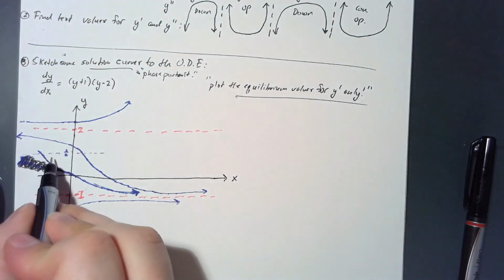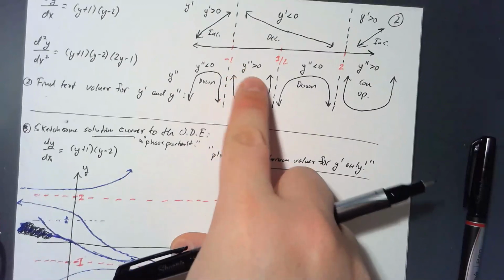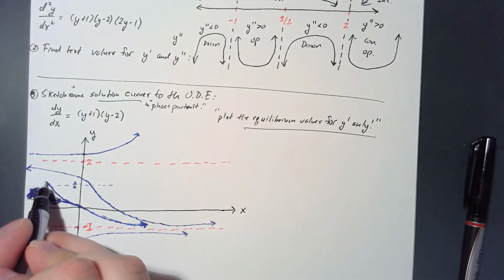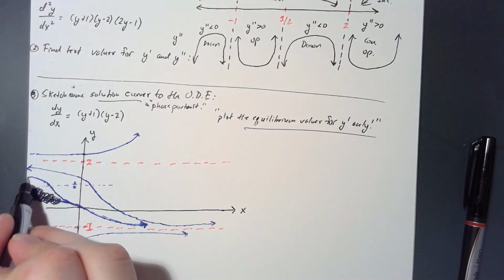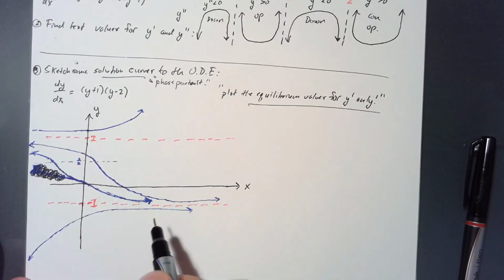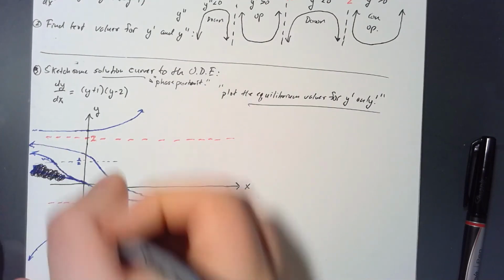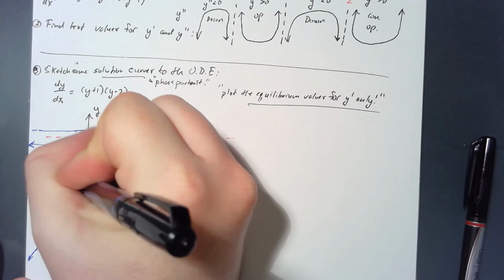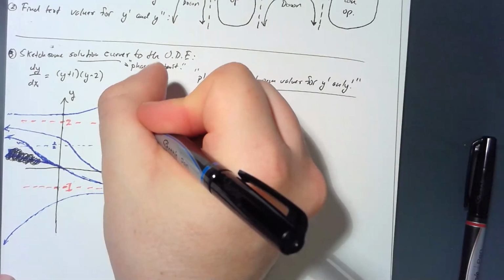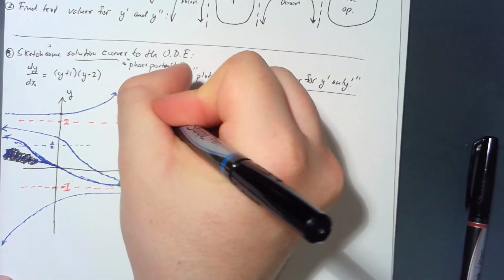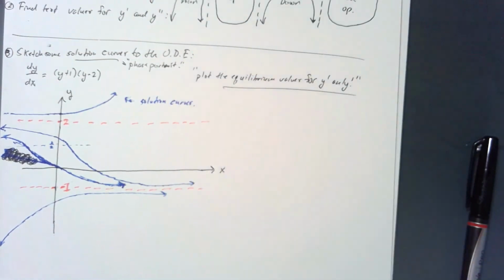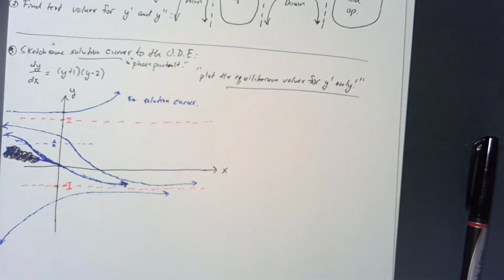But once I get past 1/2, my concavity changes. So from 1/2 to 2, my concavity is starting to go down. That's where the bend starts. I was a little premature here, so sorry about that, but that looks a little bit better. All right, so these are some solution curves. These blue ones are solution curves. Each one of these is a solution curve.